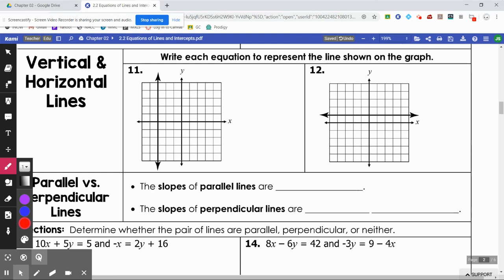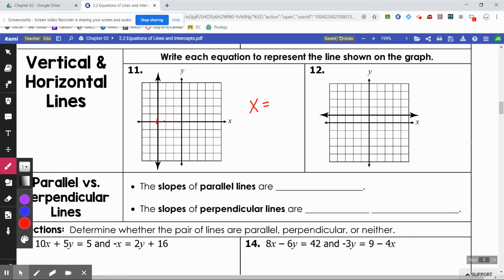Okay, vertical and horizontal lines, we kind of actually hit on that a little bit last section. Vertical and horizontal lines are extremely easy to graph. Here's all you have to remember. A vertical line will always be x equals a number. To find out what that number is, look at where it crosses.